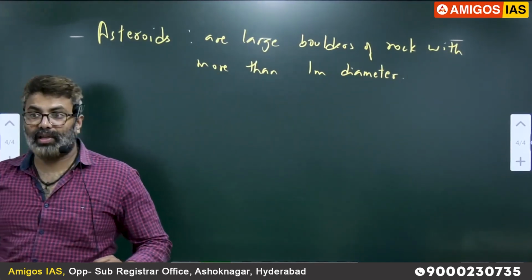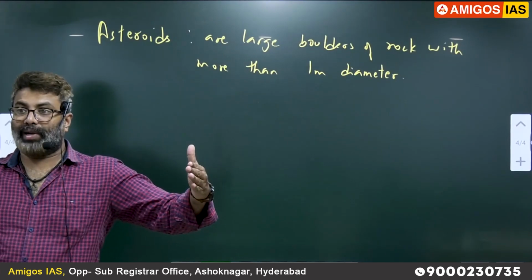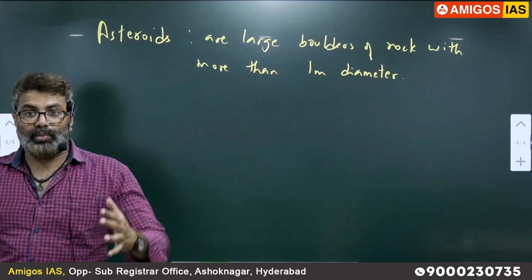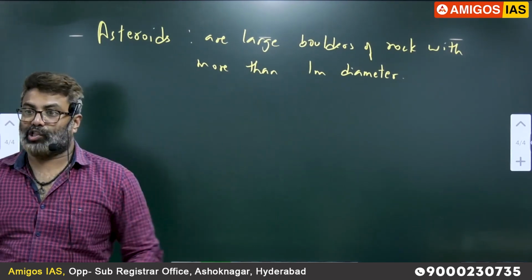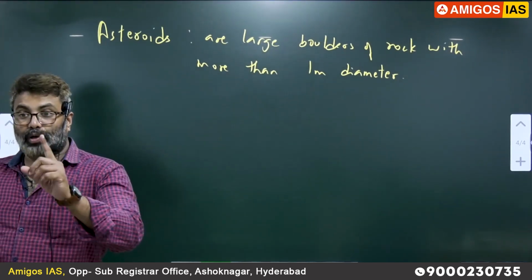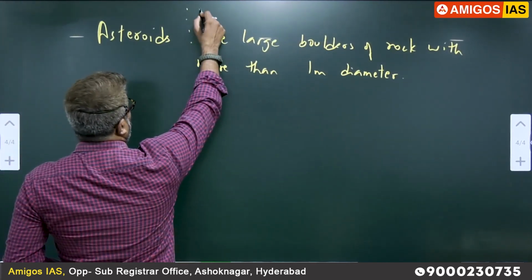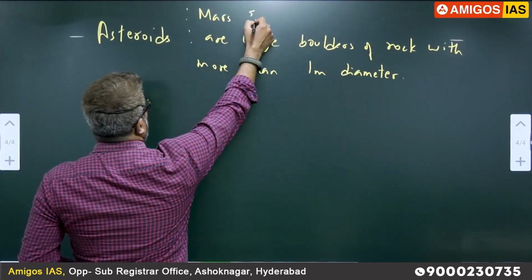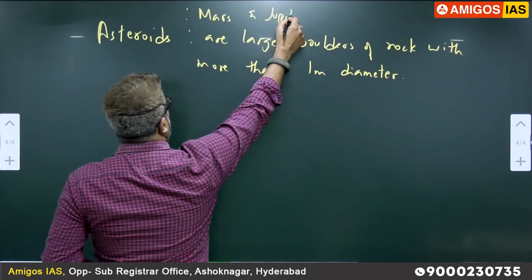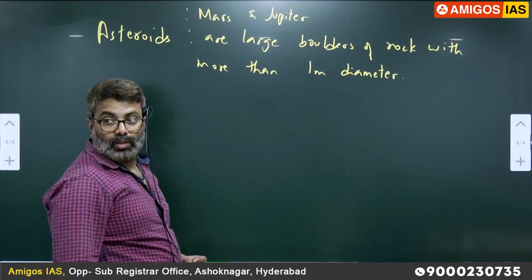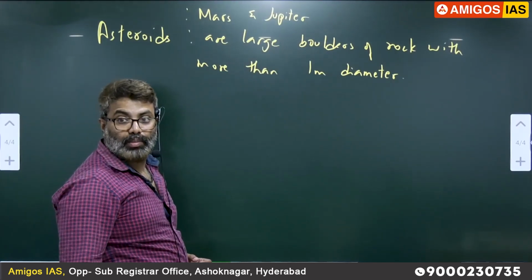All of you understand diameter should be more than 1 meter. Anything bigger than a 1 meter rock is called an asteroid, and it should be located between Mars and Jupiter. Please write: they should be located between Mars and Jupiter. Asteroids are found where? Mars and Jupiter.